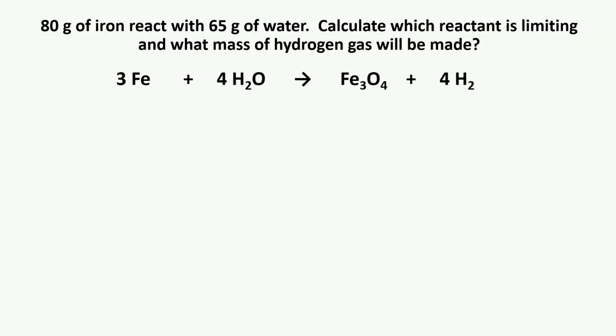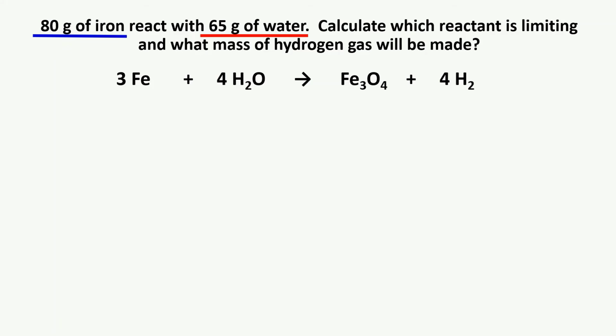Now it's your turn to try one on your own. 80 grams of iron react with 65 grams of water. Calculate which reactant is limiting and what mass of hydrogen gas will be made. So this is a mass stoichiometry problem.